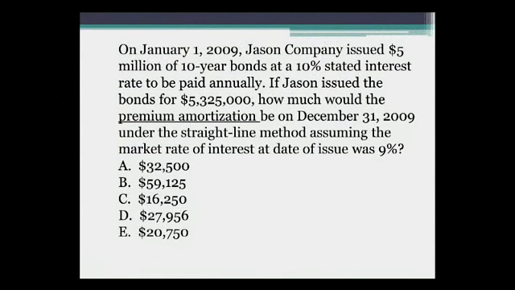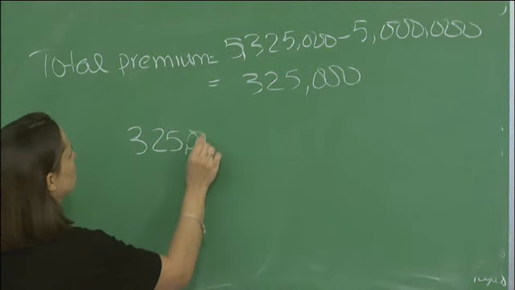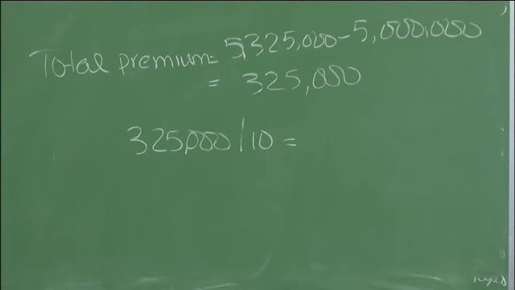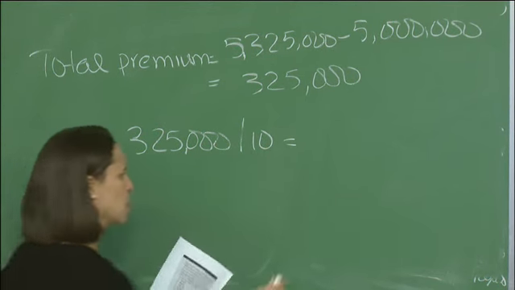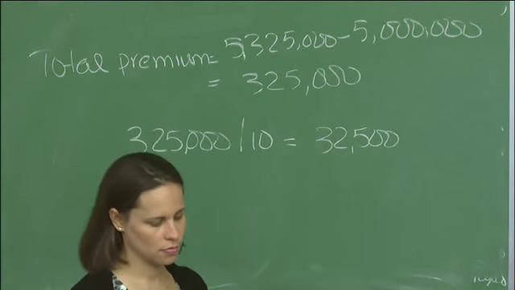Okay, once you figure out the premium, you need to figure out how many interest periods there are so we can figure out how much is amortized each period. So these are 10-year bonds where interest is paid annually. Okay, so 10-year bonds, one interest period per year. So there's 10 interest periods. So we simply take this $325,000 and divide by 10. We get $32,500.